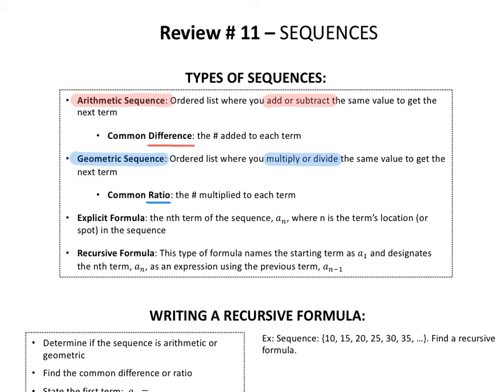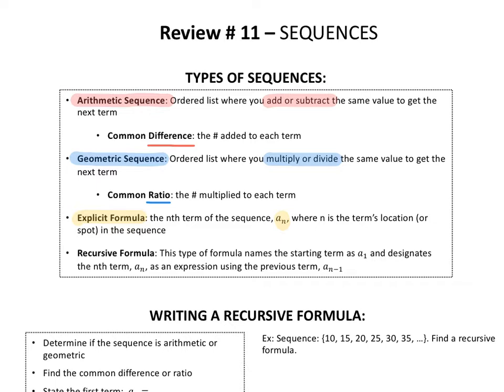Now there's two ways of writing formulas to represent the sequences. The first one is called an explicit formula. This is where the nth term of the sequence, which we would denote a sub n, whenever you have a little n like that or a little letter, you use the word sub to denote that. So a sub n is where the n is the term's location or the spot in the sequence. So for example, if it's the third number in the sequence, it would be a sub 3 because it's the third spot or the third location in that sequence.